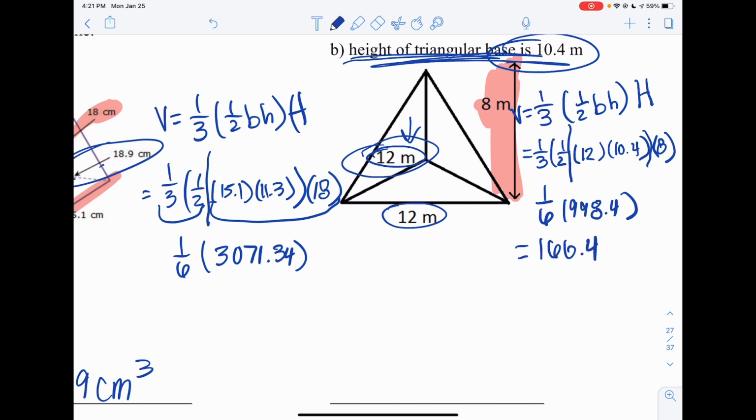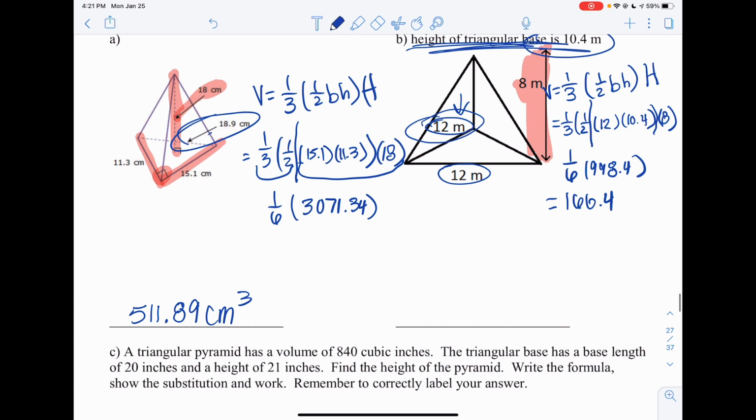166.4. Okay, that's not my final answer though, because I still need a label. So my final answer is 166.4 cubic meters.